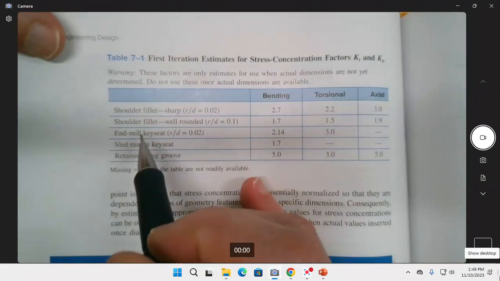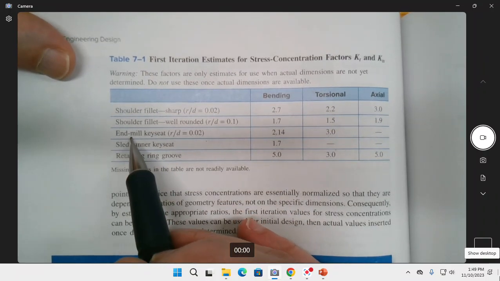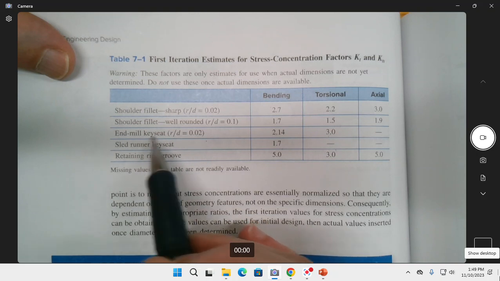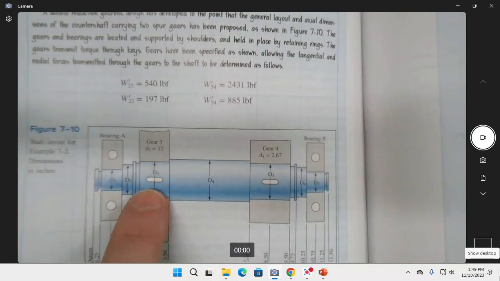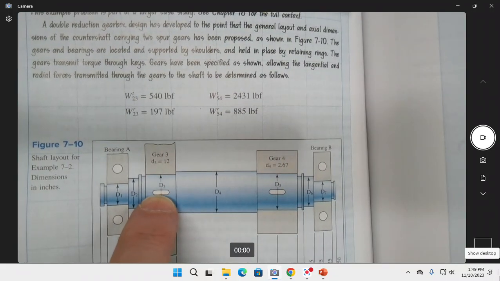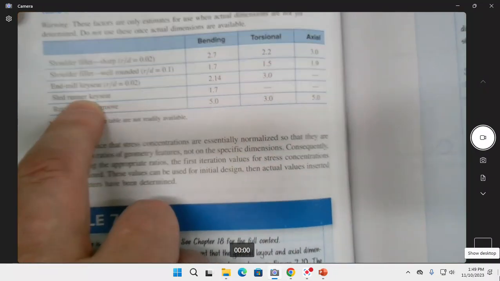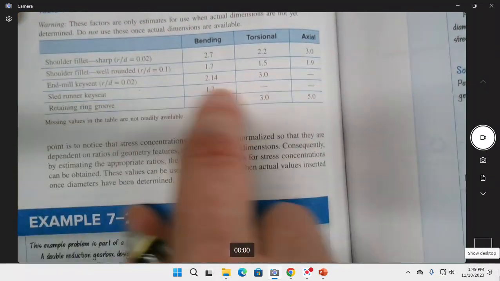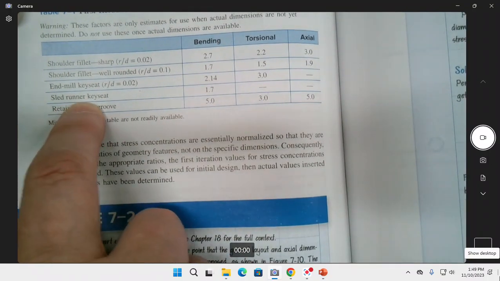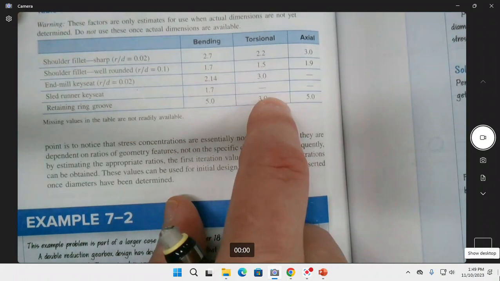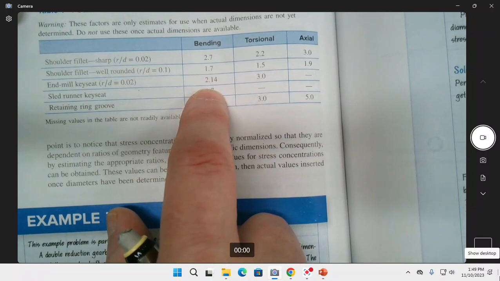And so you have a shoulder fillet. But then they give you an end mill key seat, like a keyway, right? They're showing them right here, which I've never seen a keyway that looked like that, but they showed one in there. So here's the only one they have. They have this end mill for bending and torsion, and then they have a sled runner key seat, but only for bending. So guess which one I use? The one where we have information for it.